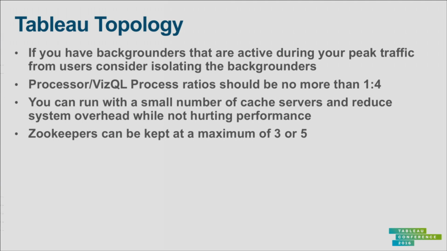The first one is, if you find that you have backgrounders that are busy refreshing extracts or sending subscriptions during your peak usage time, you could go back and use LogShark to see when your backgrounders are running the most, and when your users are using the product the most. You might want to look at isolating the backgrounders onto their own machine. The reason for this is you don't want to have them using up CPU while users are coming and waiting for vizzes, and their wait time is experienced in real time while they're in the browser. So separating that has always been a big win.